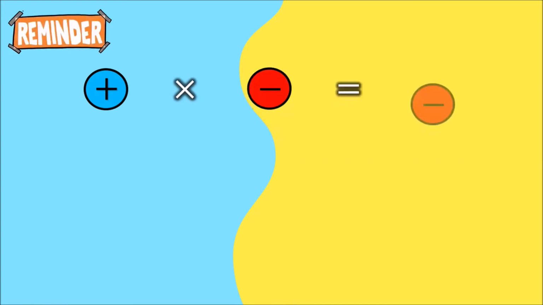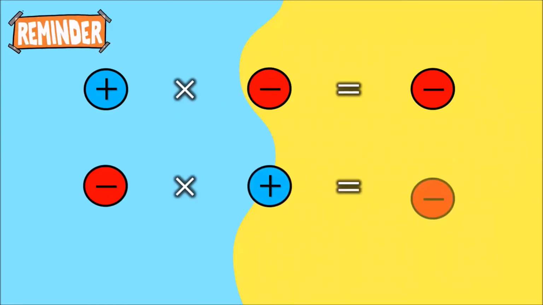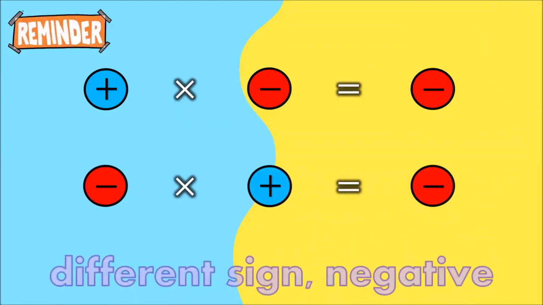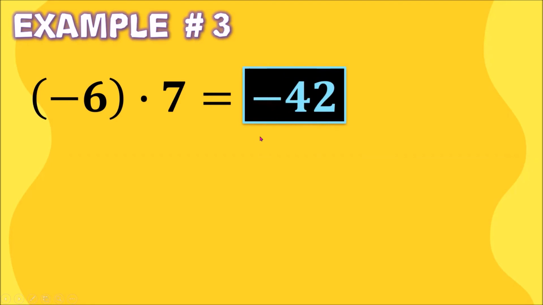Next, if the signs of the two integers are different, the product is always a negative number. So, reminder again: if you have positive times negative, that is negative, or negative times positive, negative. So different sign, negative. So example number 3, we have negative 6 times 7 equals negative 42. 6 times 7, 42. Different sign, negative.